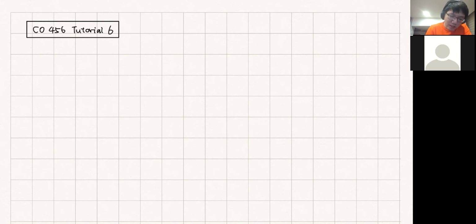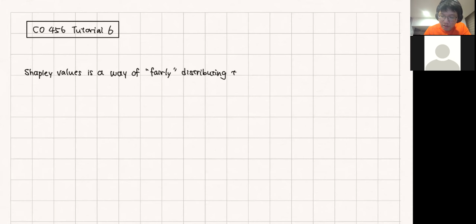Okay, all right. So Shapley values. The idea of Shapley values is that it is a way of fairly distributing the value of a coalition using each player's marginal contribution.